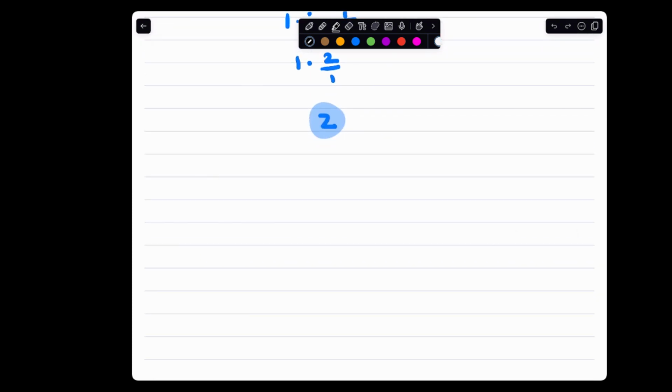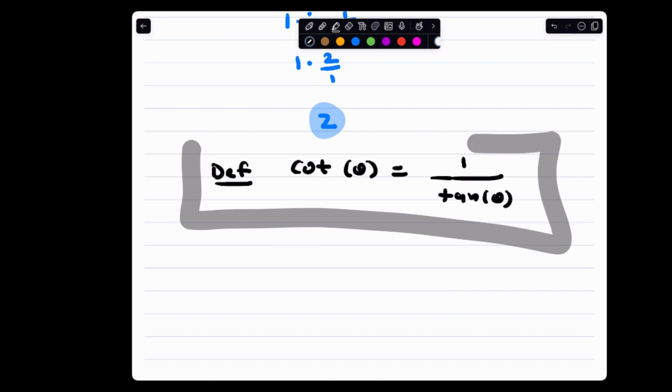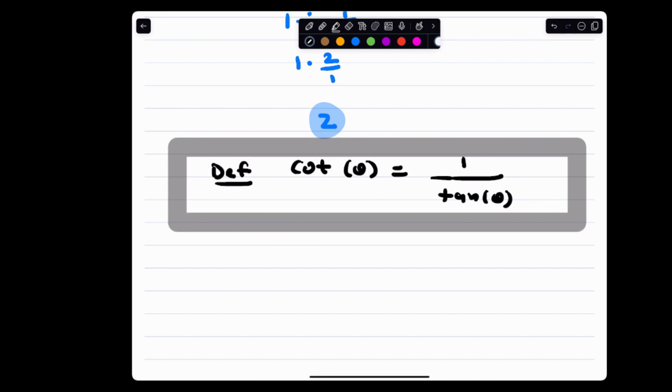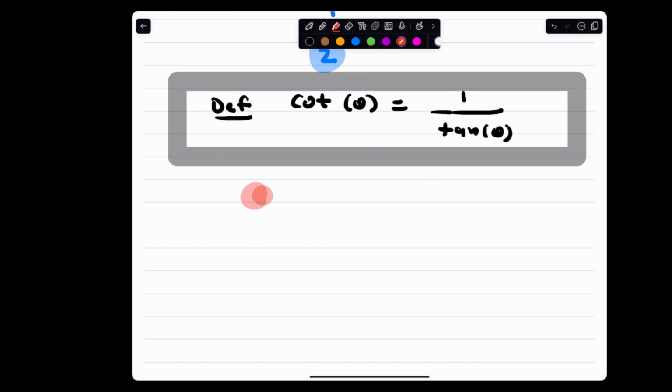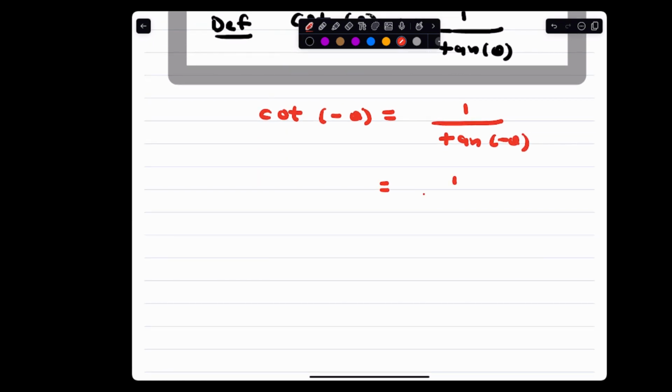Let's give you guys the definition of cotangent. You guys know how we write cotangent? Cotangent is the reciprocal of what? Tangent. So we can write cotangent as that reciprocal. So that can mean cotangent of negative theta, 1 over tangent of what? Negative theta, which is 1 over negative tangent of theta.